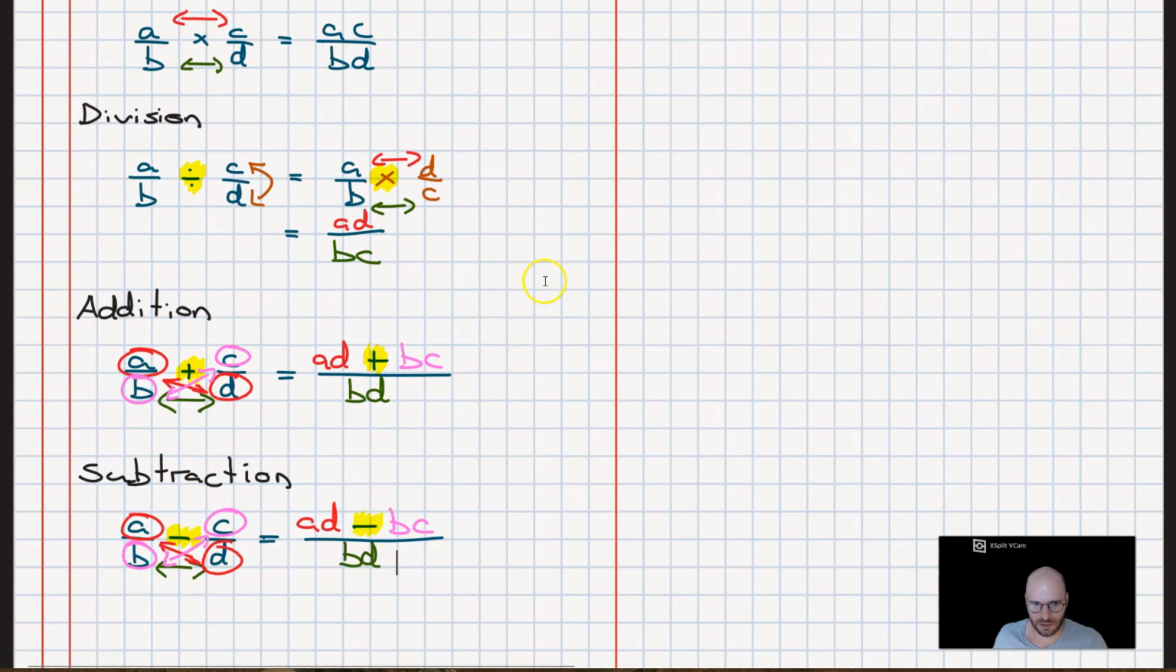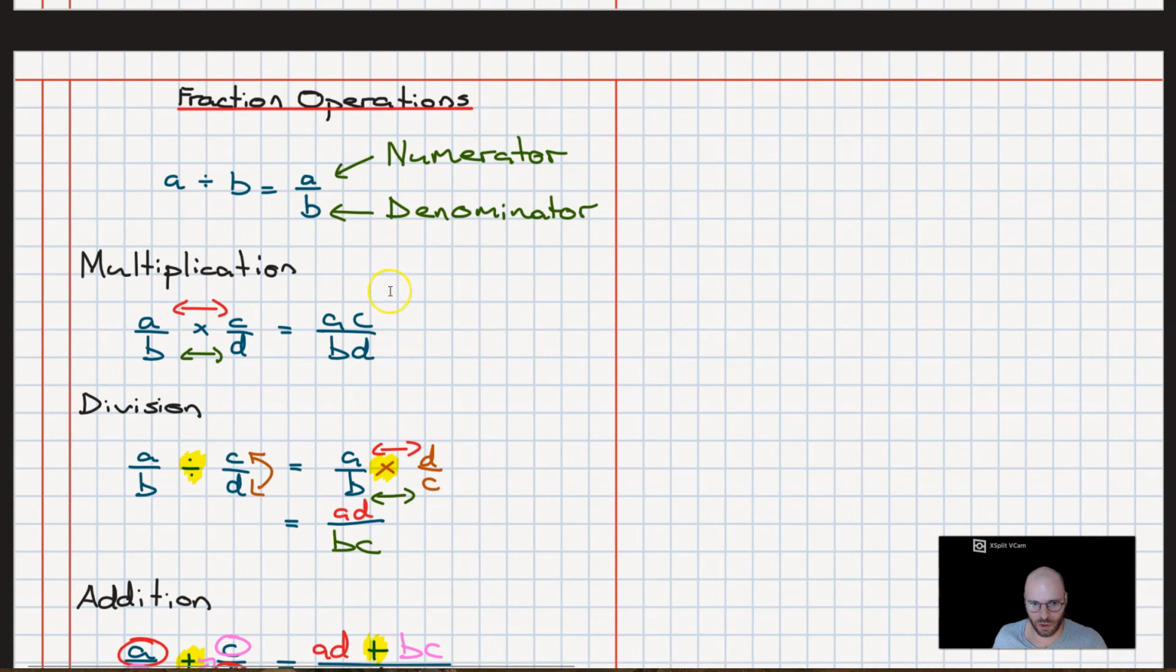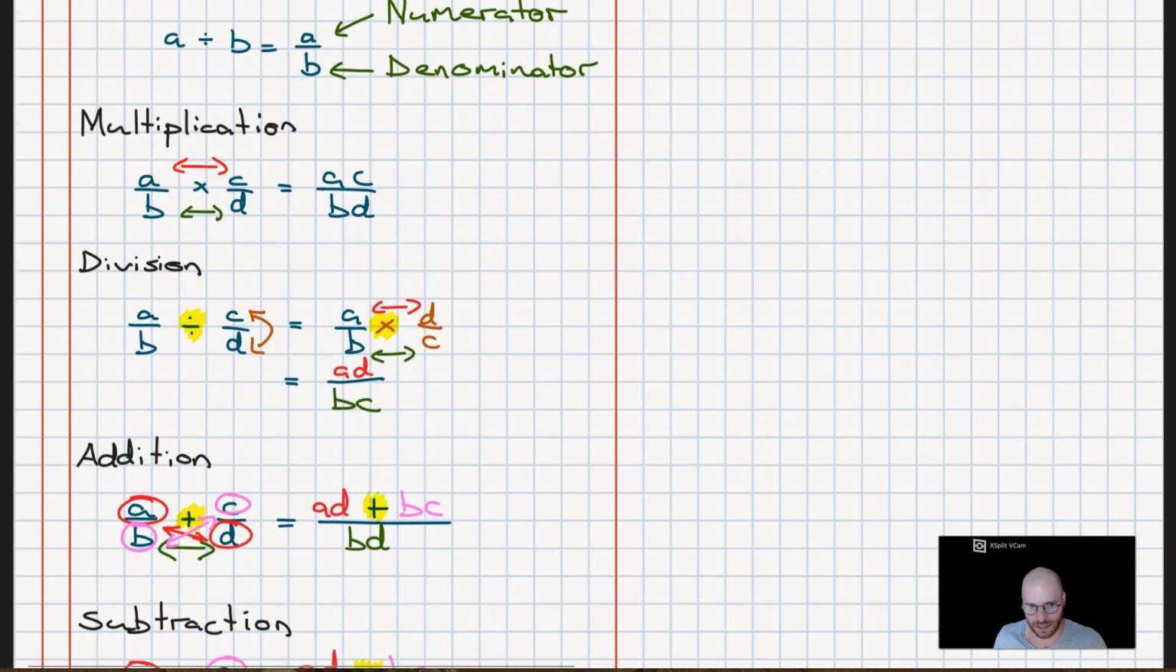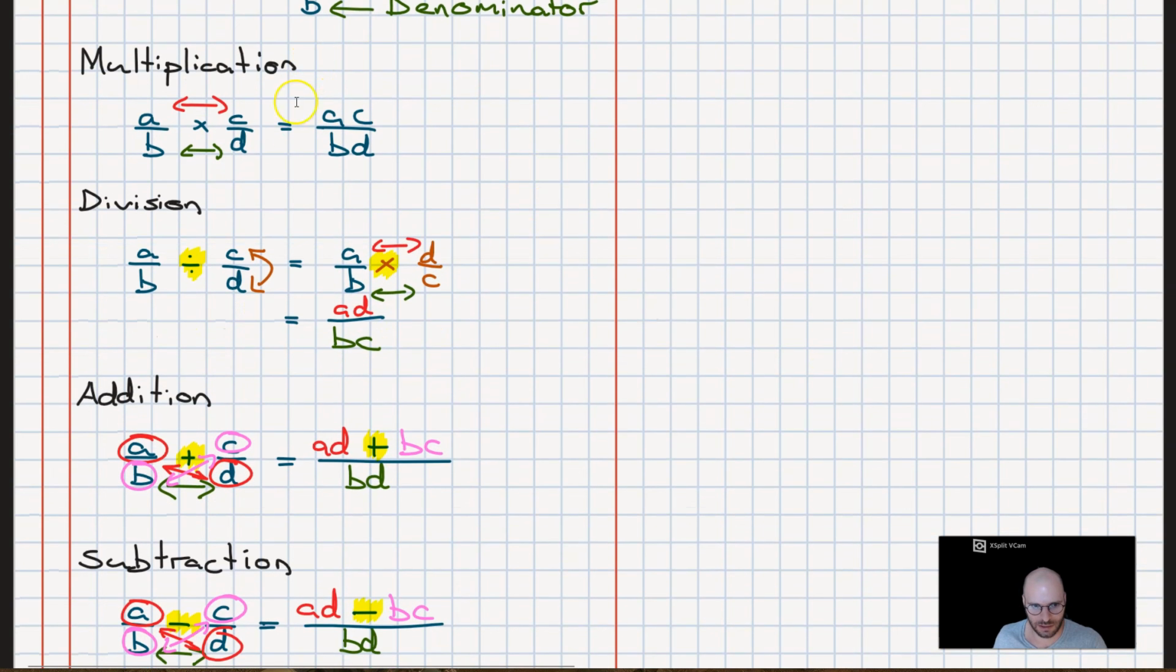So, in hindsight, what we set out to do in this video was we first wanted to review our terminology when working with fractions, and then we had a look at the four operations that we can apply when we're working with fractions. So, multiplication, division, addition, and then subtraction.